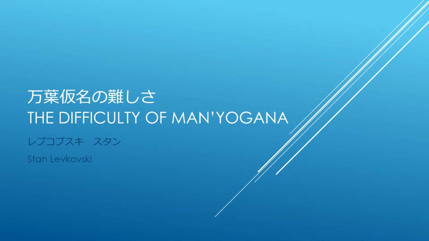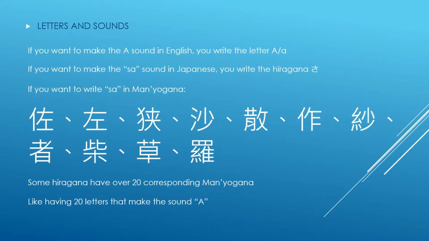The difficulty of mayogana. In English, if you want to make the sound a, you write the letter a. In Japanese, if you want to make the sound sa, you write the kana sa. However, in mayogana, if you want to write sa, you can choose from any of these 11 characters. And some kana have over 20 corresponding mayogana. Sort of like imagine having 20 letters that make the sound a.